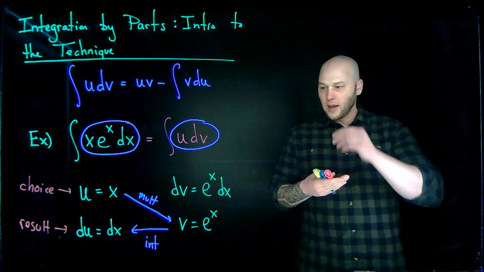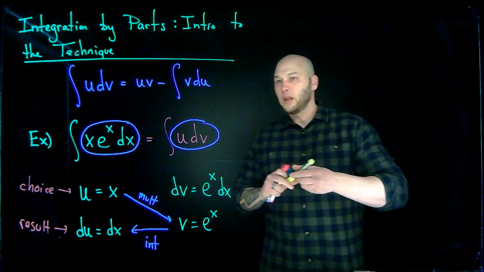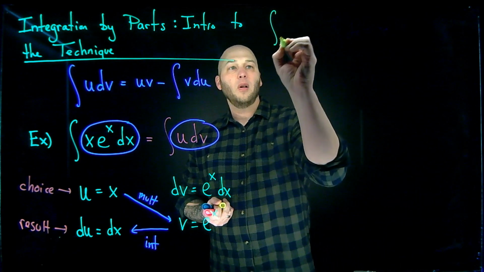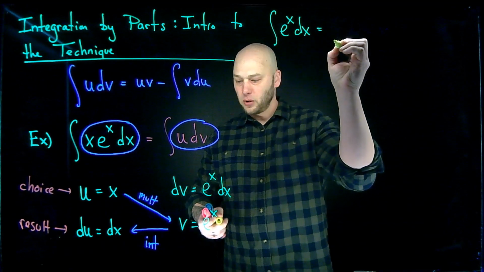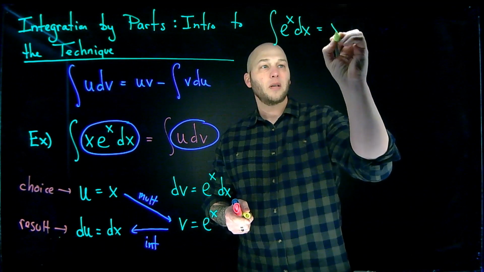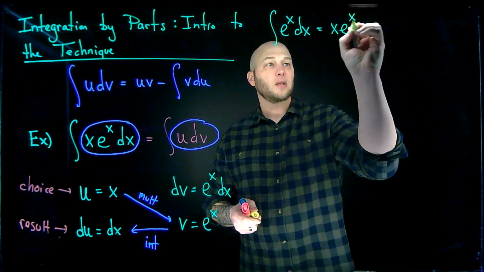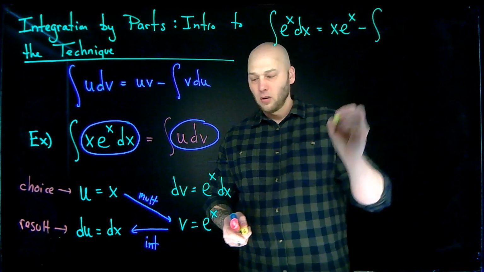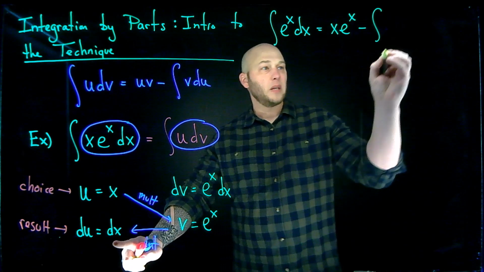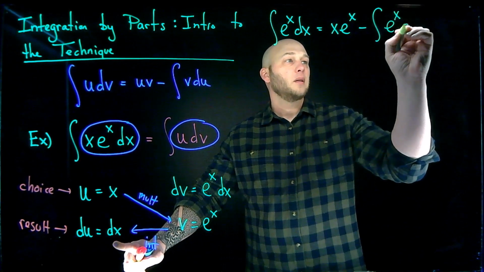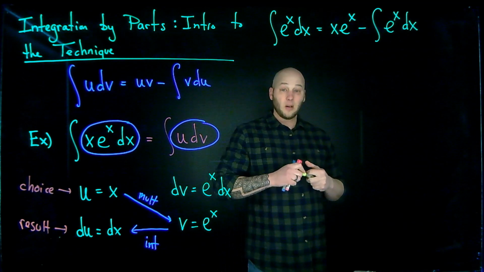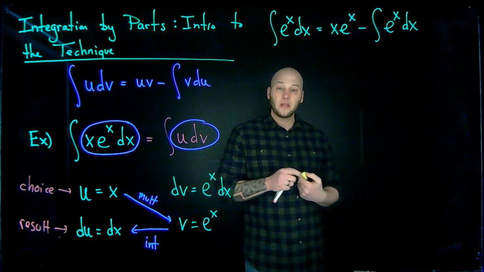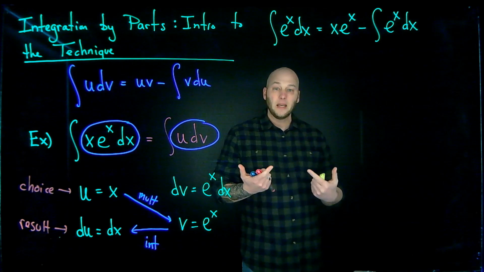But if I go ahead and write out what this formula would be, I have the integral of x e to the x dx is equal to uv, so in other words, x e to the x minus the integral of v du, so e to the x dx. Once again, I don't eliminate the fact that I'm going to still compute an integral. The hope is that I have a simpler integral.